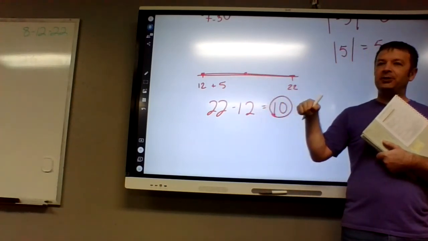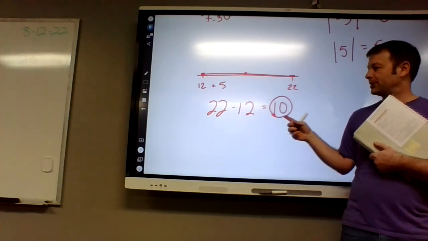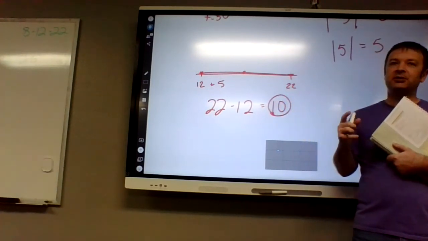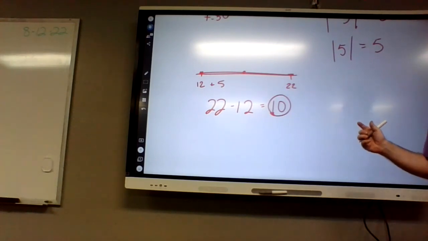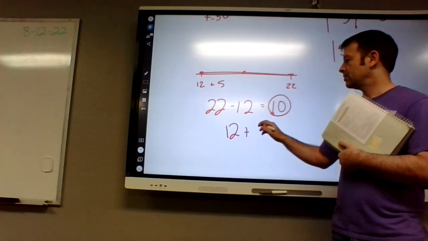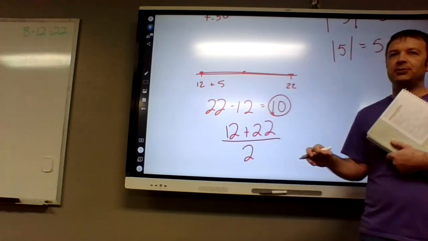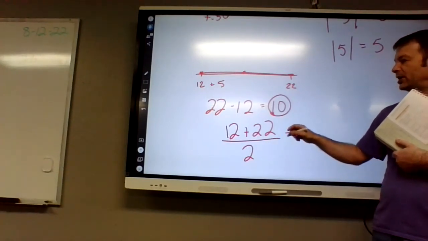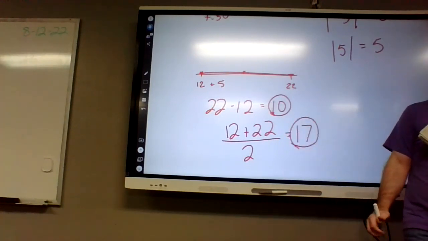The other way you can do it, and this is probably the easier way, is average. Average finds a number in the middle of two other numbers. So you guys remember how to average two numbers? Adding them up and dividing by the number of numbers. In this case, there's only 2 numbers. So that would also give you the answer. Either way, you should get the same answer. 17.